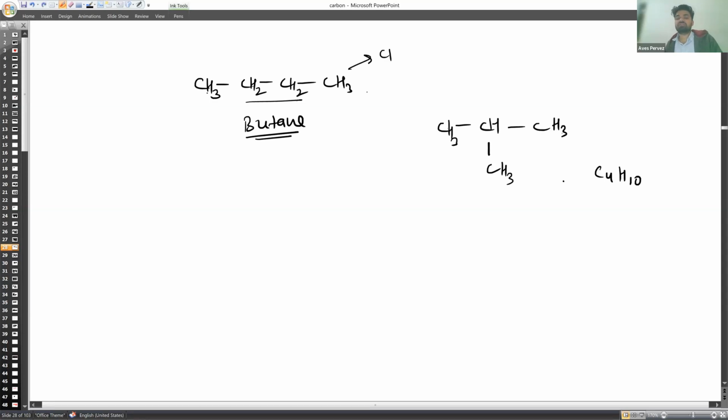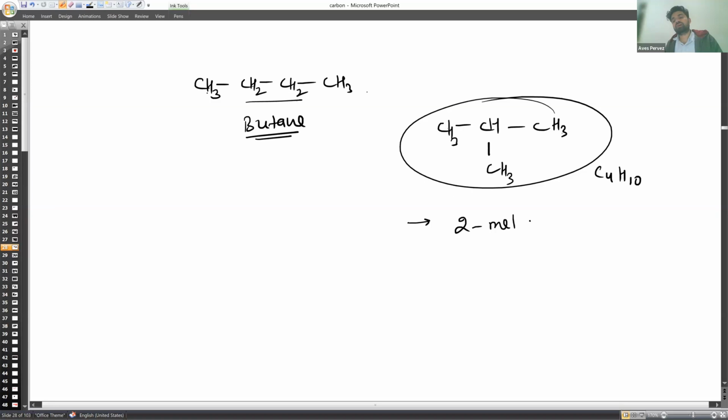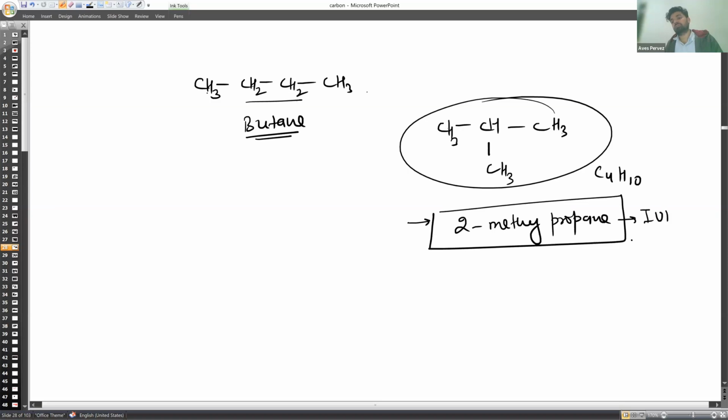They have the same formula, but different names. Here its name is 2-methylpropane. At position 2 we have a methyl group, and then propane. This is its IUPAC name. But we also have a common name for this one. The common name is isobutane. Just keep in mind that isobutane is the common name.